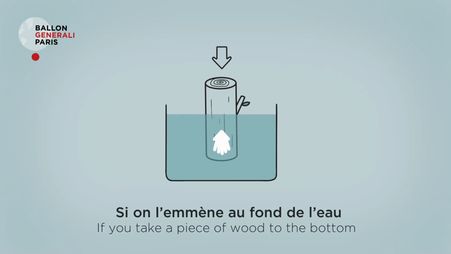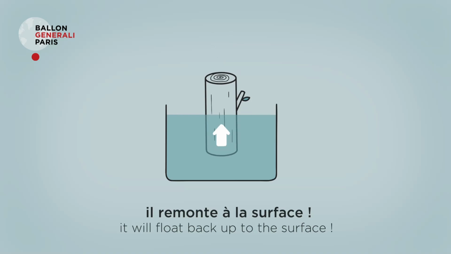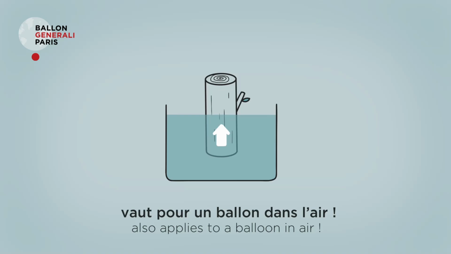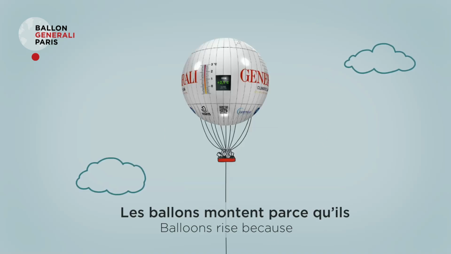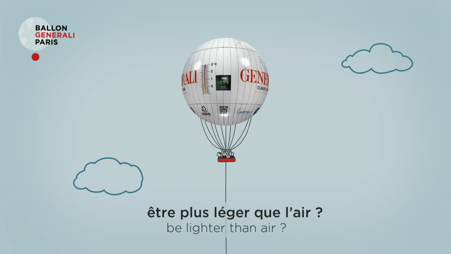If you take a piece of wood to the bottom of the water and let go, it will float back up to the surface. What applies to wood in water also applies to a balloon in air. Balloons rise because they are lighter than air. But how can a balloon be lighter than air?